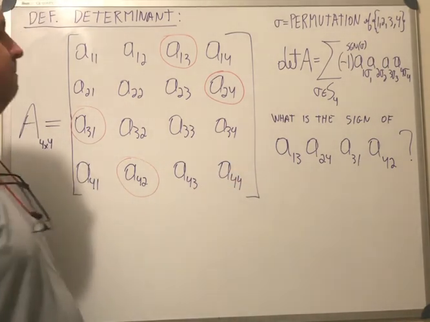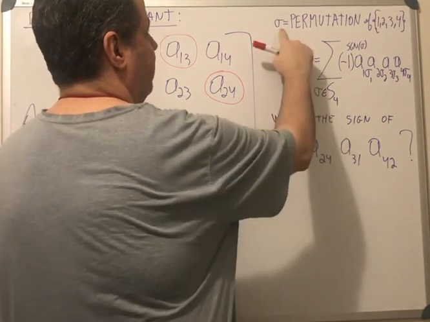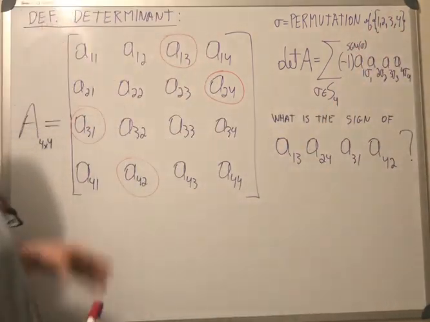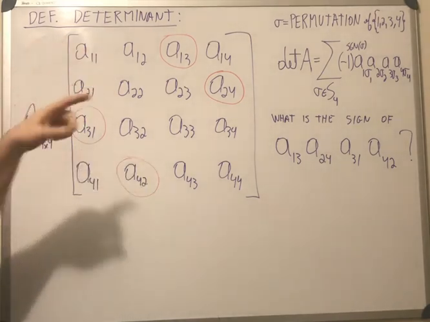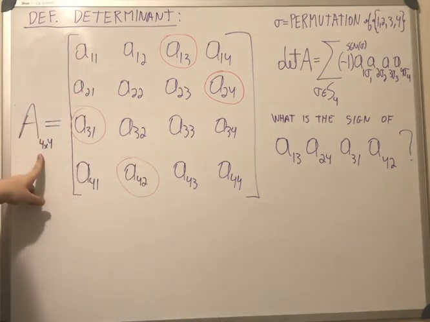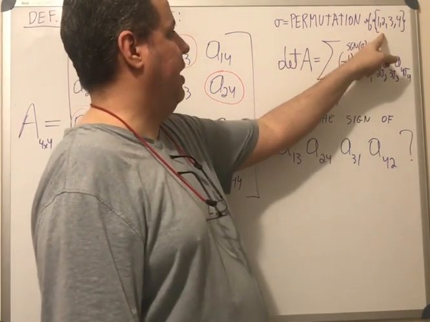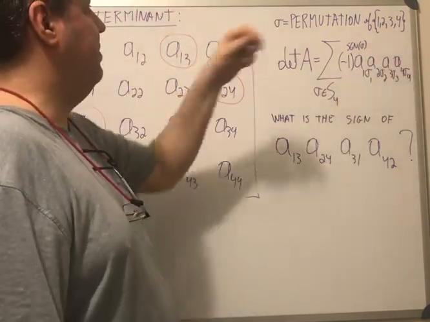Okay? So first thing, sigma is a permutation of the set 1, 2, 3, 4. Why the set 1, 2, 3, 4? Because we have 4 by 4. It is the set 1, 2, 3 up to the dimension of your matrix. Okay? If this was a matrix of dimension 7, here I would have 1, 2, 3, 4, 5, 6, 7. Okay? So sigma is a permutation.